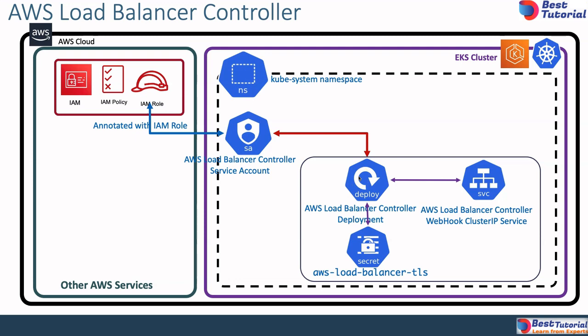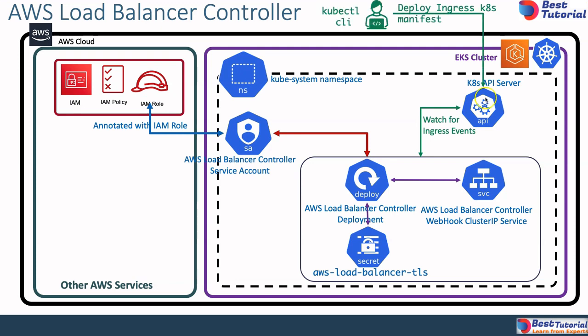which means it is also associated with the pods. So this load balancer controller gets the ability to create the application load balancers or network load balancers from the EKS cluster in the AWS cloud. Let's see that. In every EKS cluster or any Kubernetes cluster, we know that we'll have the Kubernetes API server. So as a Kubernetes administrator, using the kubectl CLI, I'm going to deploy the Ingress K8s manifest.